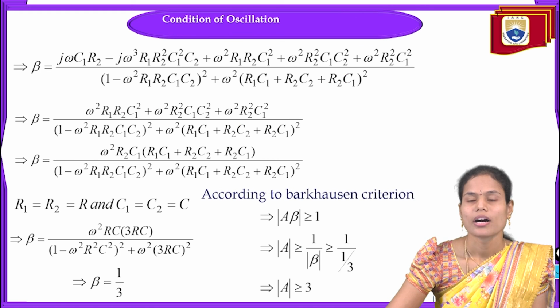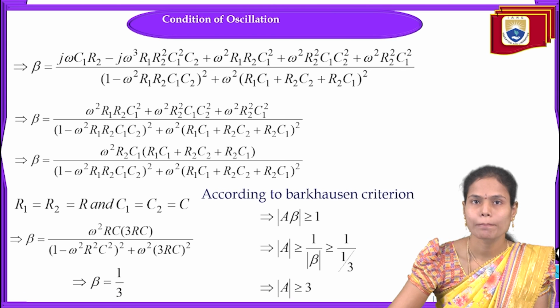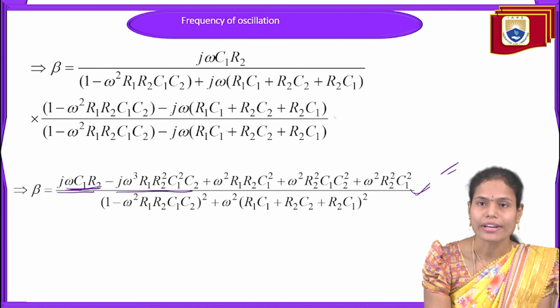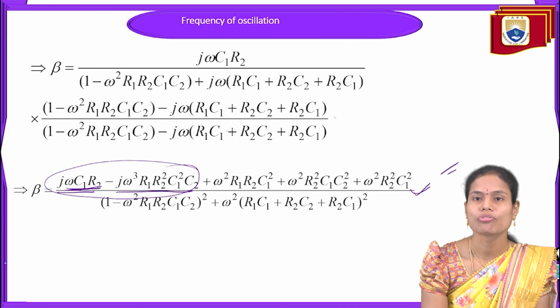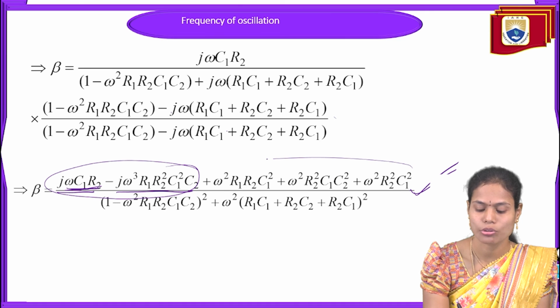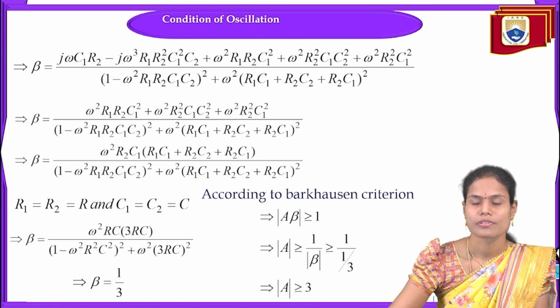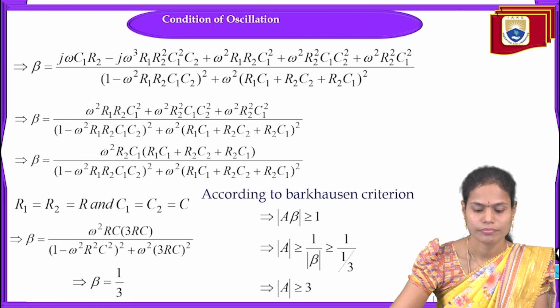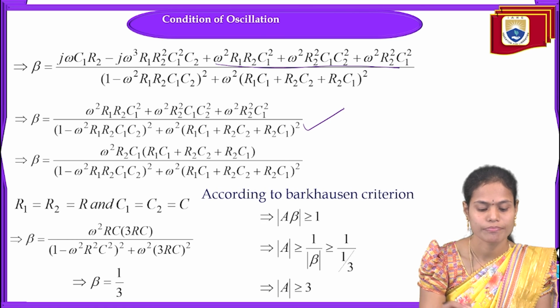And next, how much gain we need to provide. For that, we have to take the real part of the beta, that is the feedback ratio. Beta value we have calculated already here. So to find the frequency of oscillation, we have considered the imaginary part. To find the gain value, we are going to take the real part of this equation. So after taking the real part of this equation, we will get this much.